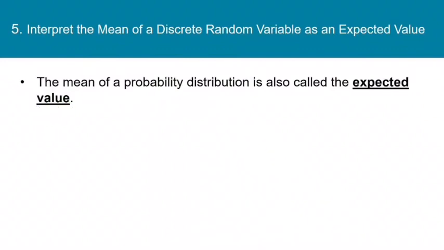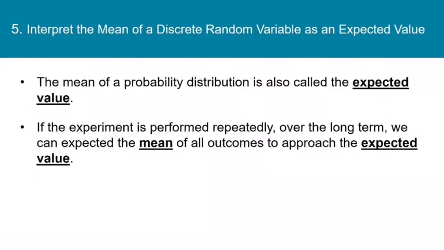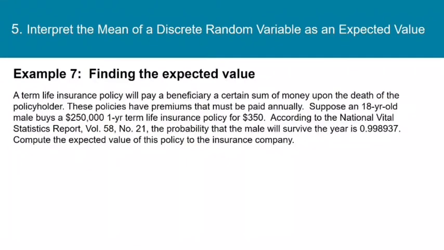Expected value is just another name for mean. If the experiment is performed repeatedly, then over the long term we should expect the mean of all the outcomes to approach the expected value. In fact, that's why it's called the expected value. We can expect the mean of our trials to match the mean of the probability distribution in the long run. That's the law of large numbers at work again.